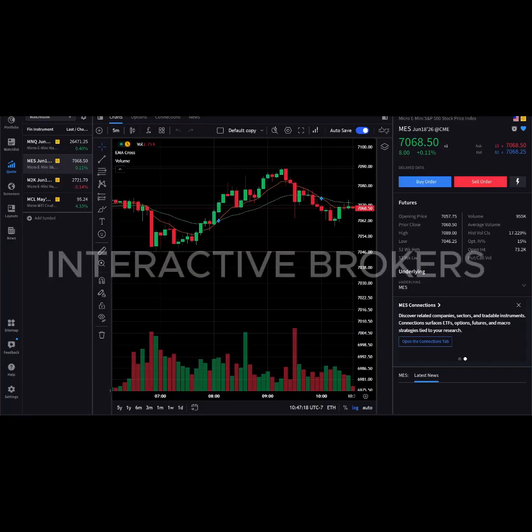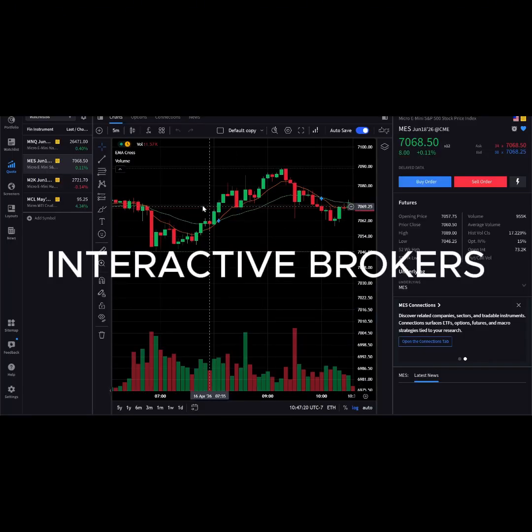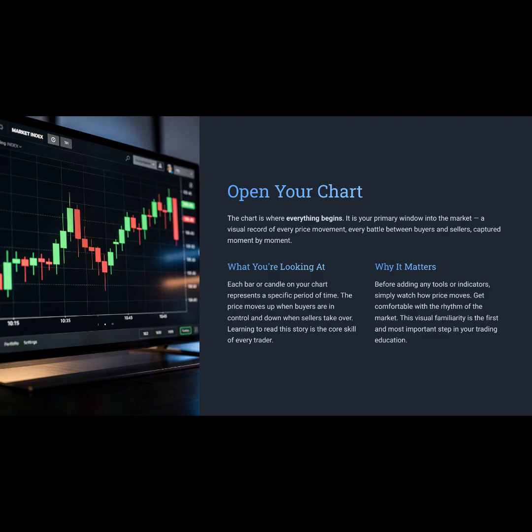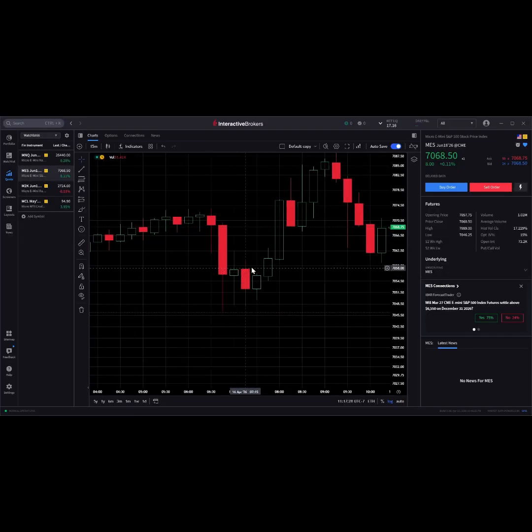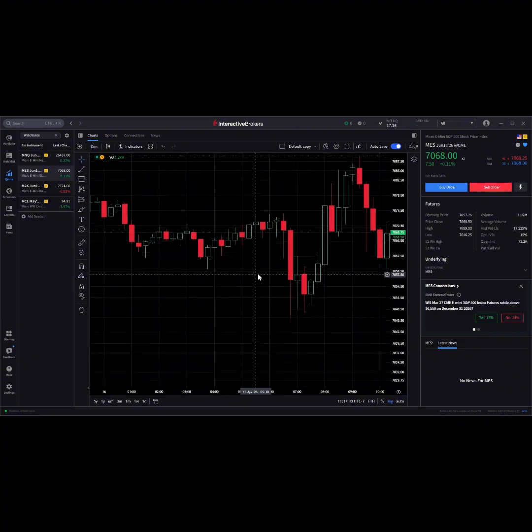Once you're inside your platform, this is where everything starts. The first thing you want to do is open a chart. This is where you're going to be reading price movement and making decisions. Every platform is a little different, but the goal is the same. Find your chart, bring it up, and get comfortable navigating around it.